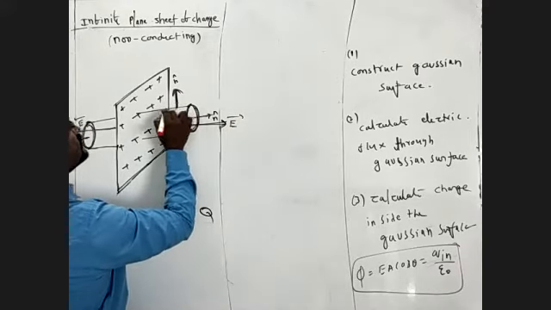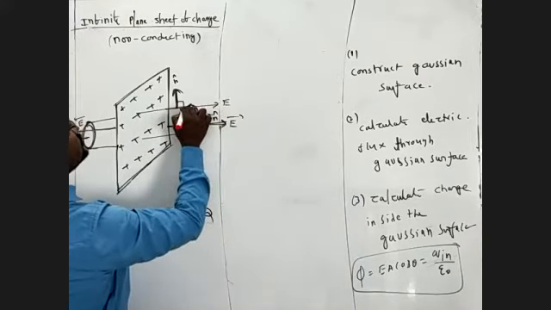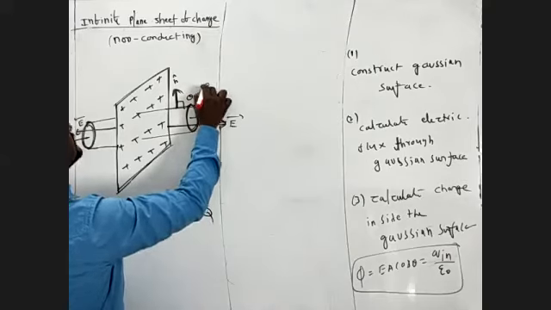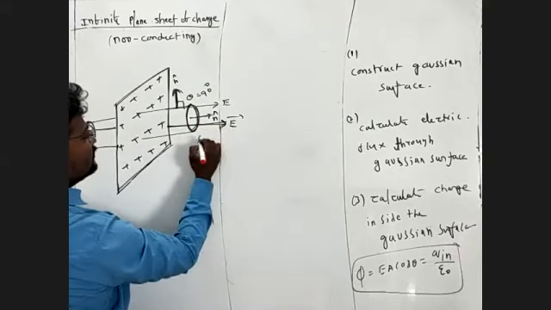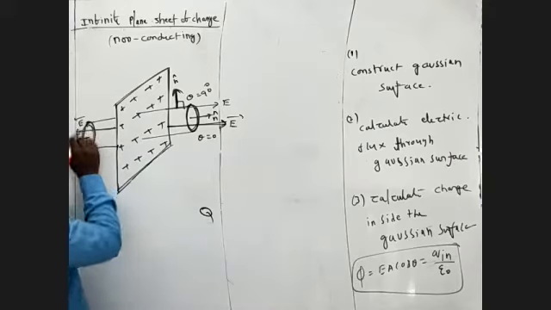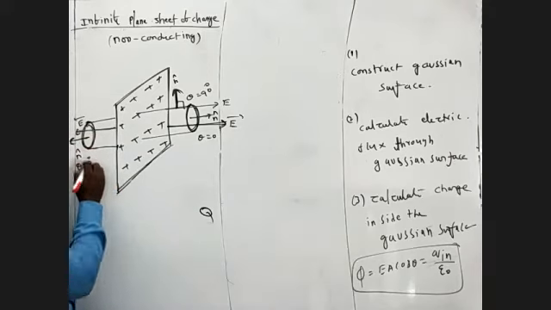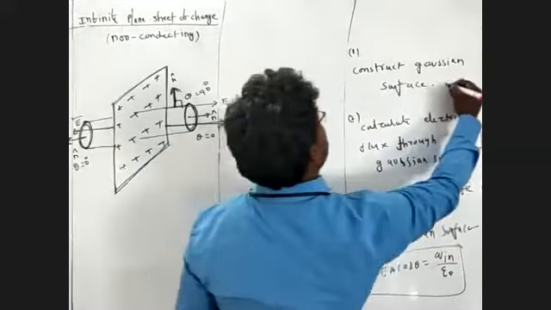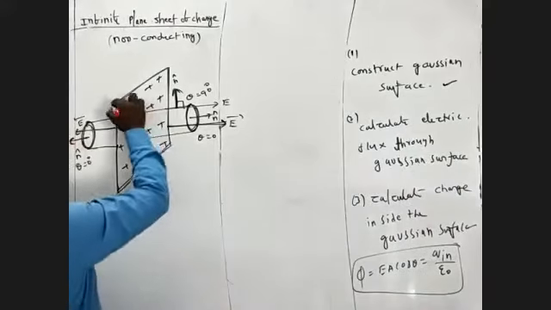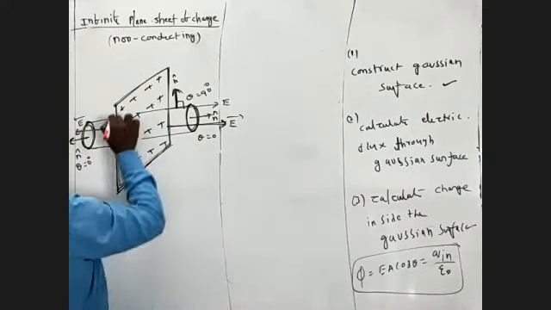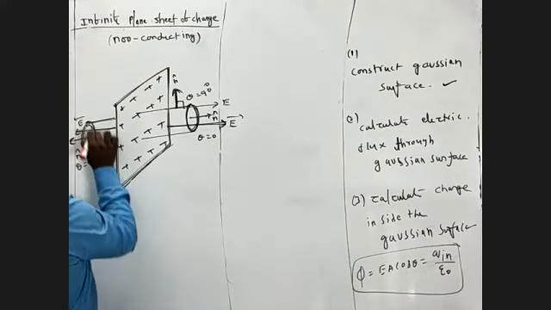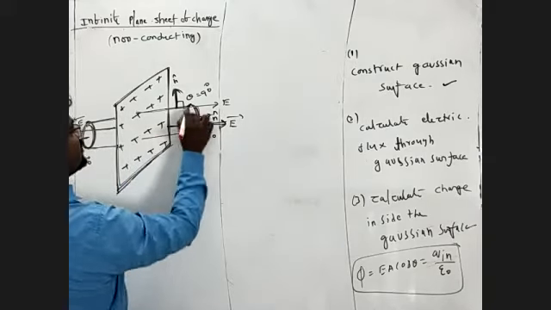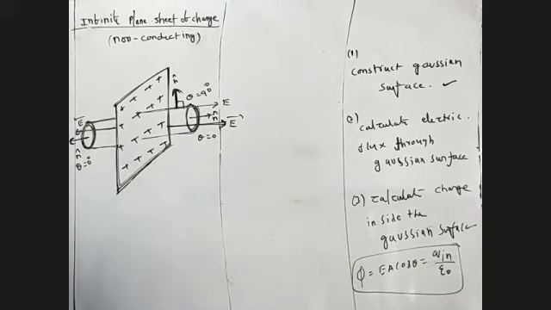Along the curved surface, the angle between the electric field and the normal is theta equal to 90 degrees. But at the circular faces, between n cap and E bar, theta is equal to 0 degrees. Now next, construct the Gaussian surface over the plane sheet. What is the shape of the Gaussian surface? Cylindrical.